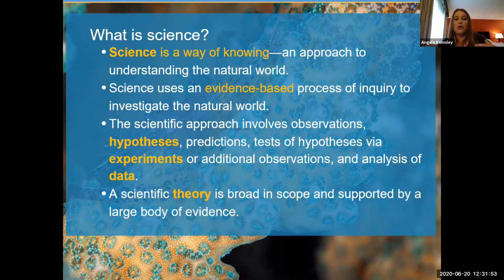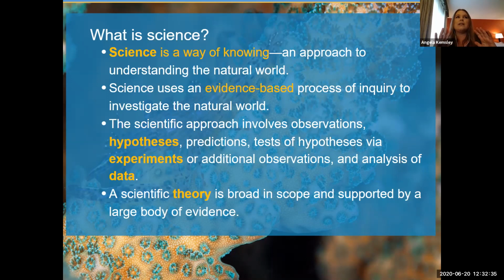The scientific approach involves making observations, forming hypotheses, making predictions, and then testing those hypotheses via experiments and additional observations and the analysis of data. Now, when you have enough data and you've done enough experiments and you've tested a hypothesis enough times, so this involves a lot of data, this involves more than just one experiment, this involves a lot of different scientists doing the same experiment over and over and over and getting the same results. When that happens, we create what's called a theory.